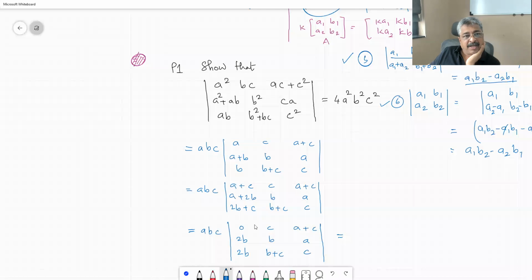I have added the second column to the first to get the first column. You need to write down what you are doing: C1 is equal to C1 plus C2. Then C1 is equal to C1 minus C3. That is what this determinant is.